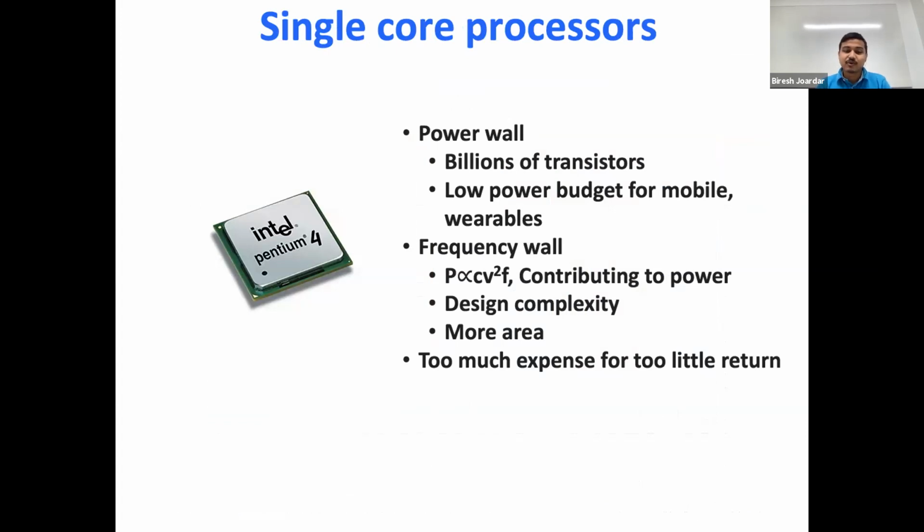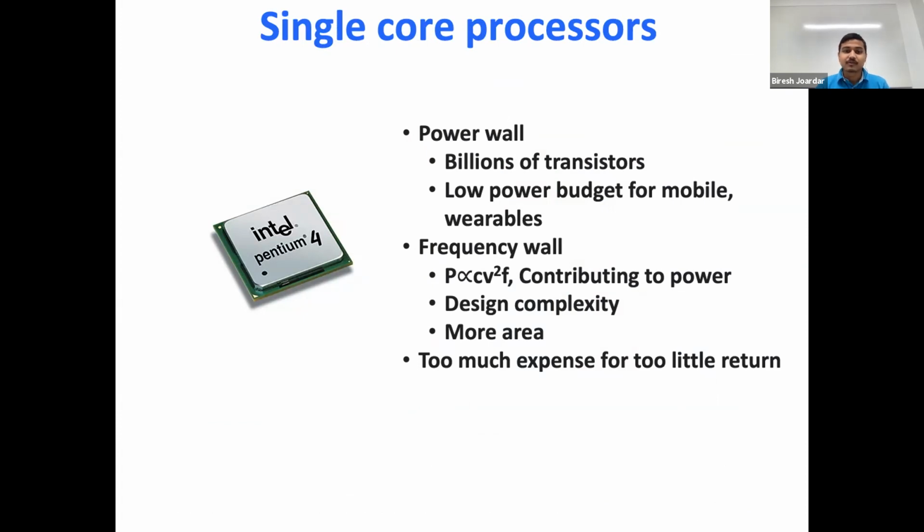So nowadays we do not design one super complex core, because designing a fast single core processor has become very challenging because of two reasons. First, the frequency wall, and the other we call power wall. So what is the frequency wall? So typically you can get faster processors by increasing the frequency.